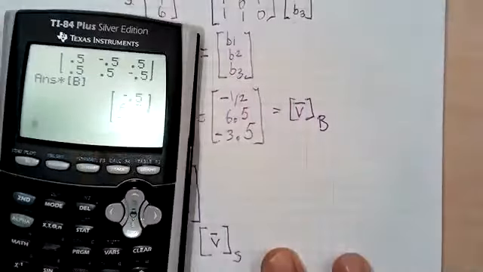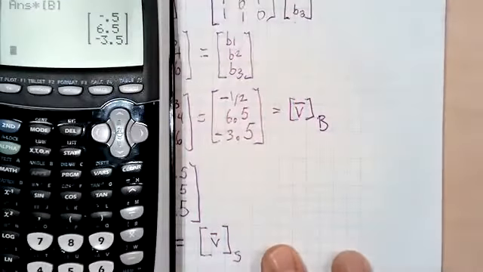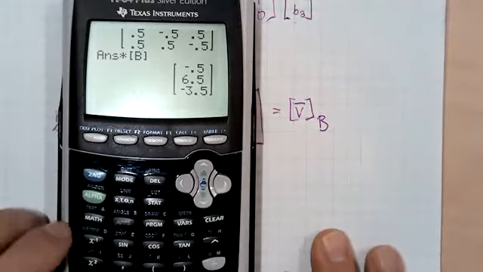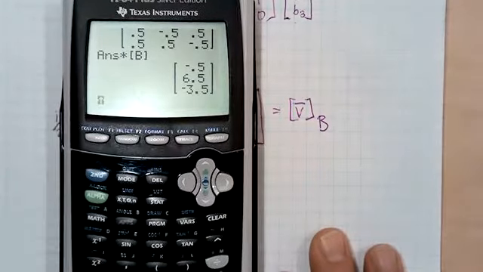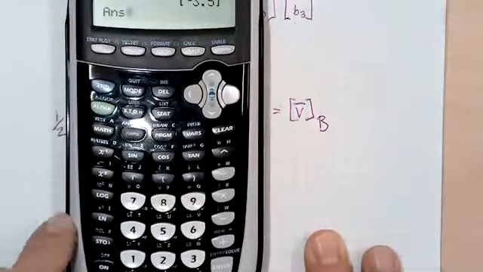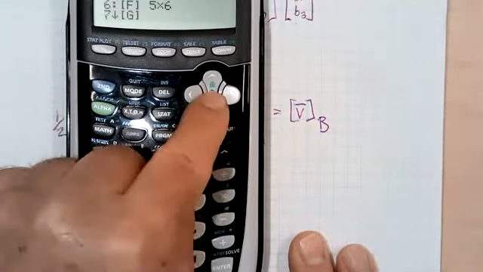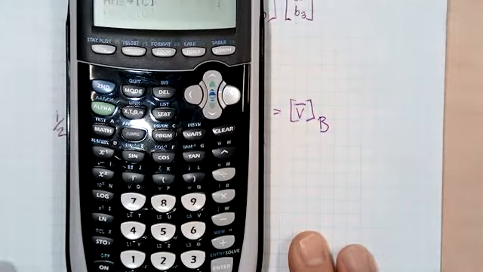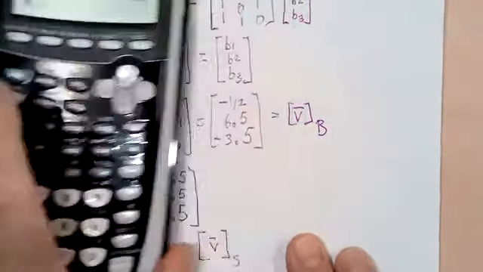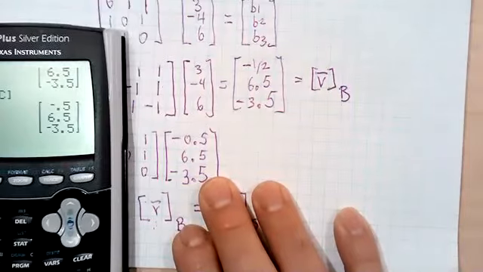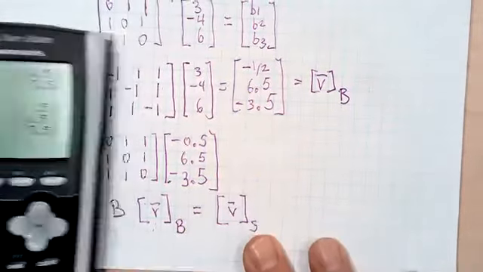I have that thing stored in ANS, right? So let me actually move that into a named matrix. I think I can do this. Store, where'd you go? Store. Let's put it in C. Okay, looks like I saved it successfully. Minus a half, 6.5, minus 3.5, that's what I wanted.